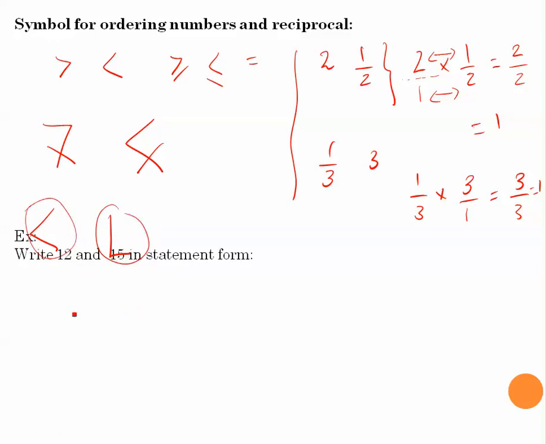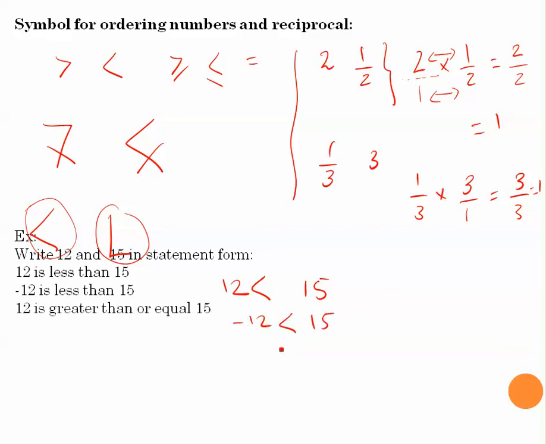Let me give you an example quickly. Write 12 and 15 in statement form. 12 is less than 15. 12, which one is less than? Less than 15. Other one, minus 12, is less than 15. 12 is greater than or equal to 15.